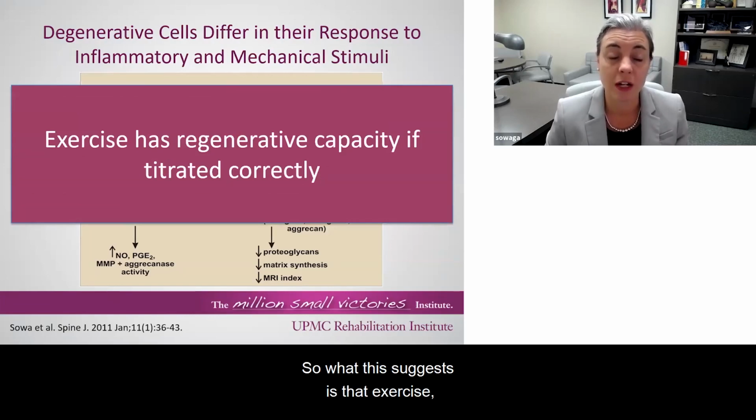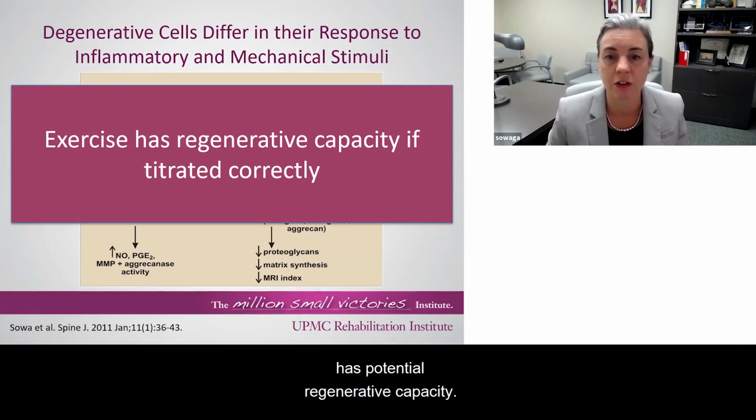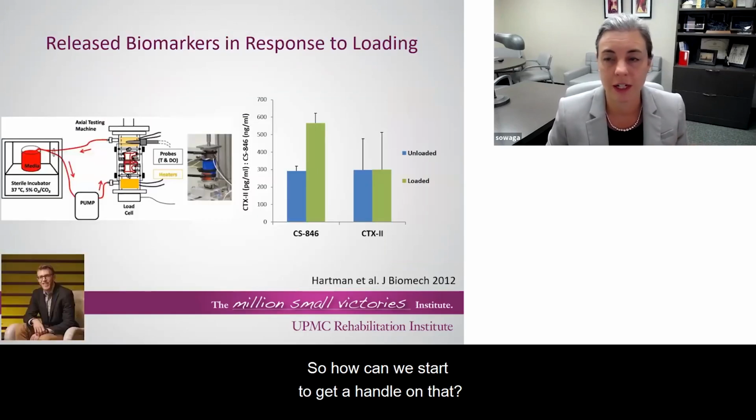So what this suggests is that exercise, or the way we apply mechanical loading in the clinical space, has potential regenerative capacity, but it has to be titrated correctly to that individual biology. So how can we start to get a handle on that?